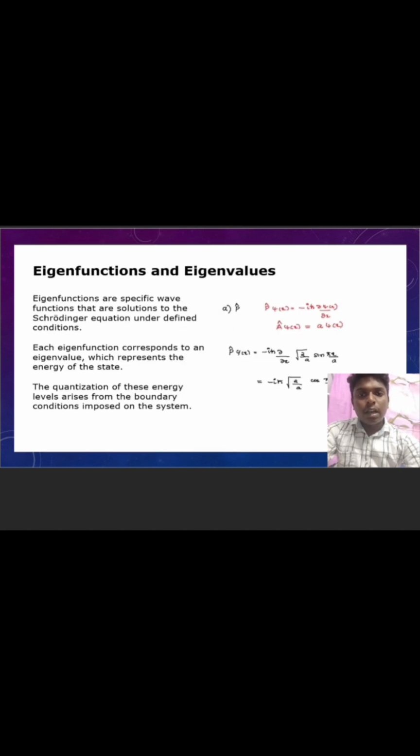And then about the eigenfunctions and the eigenvalues. Eigenfunctions are specific wave functions that are solutions to the Schrodinger equation under defined conditions. Each eigenfunction corresponds to an eigenvalue which represents the energy of the state. The quantization of these energy levels arises from the boundary conditions imposed on the system. Beside this, we can see the equations.